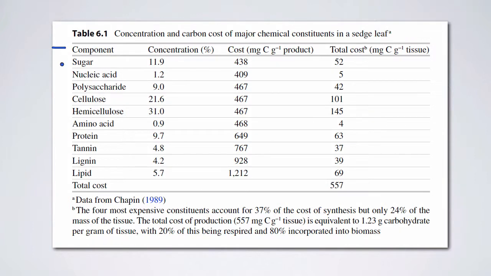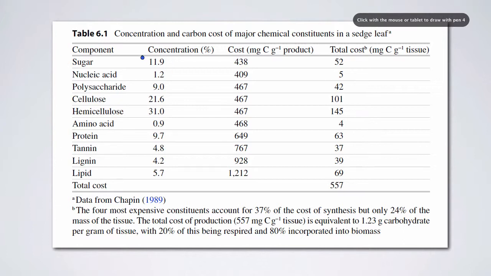They first would take a look at the different components of, say, a leaf. How much sugar is there, how much nucleic acid, polysaccharides, components of cell walls like cellulose and hemicellulose, the amino acids that are there and the proteins that are there, as well as maybe secondary compounds and oils. And this is for the leaf of a sedge that would have grown in Alaska. So we have our components here.